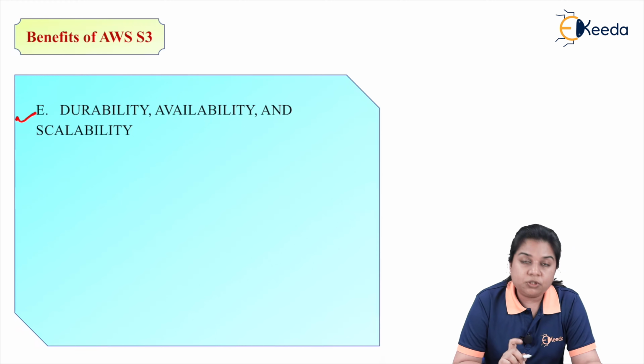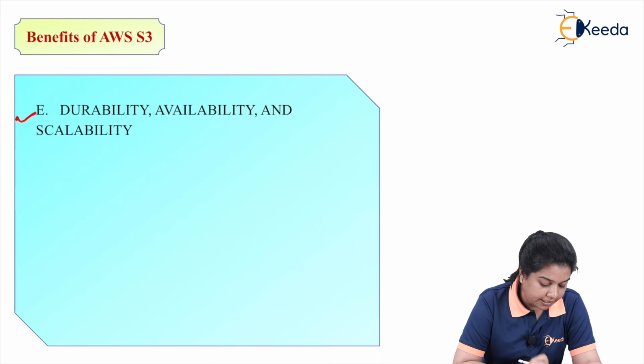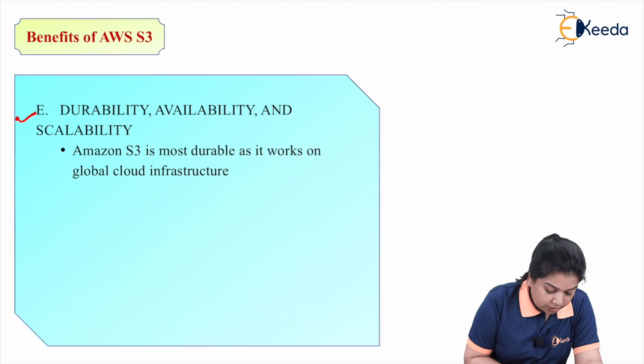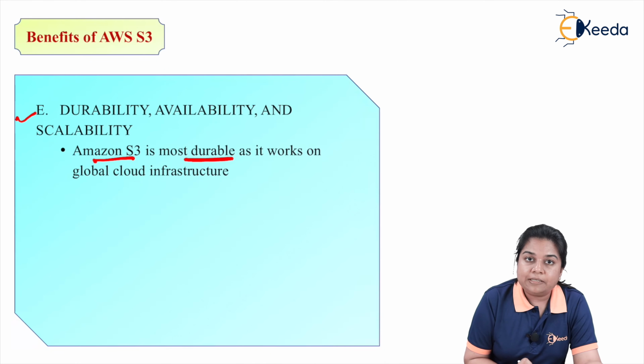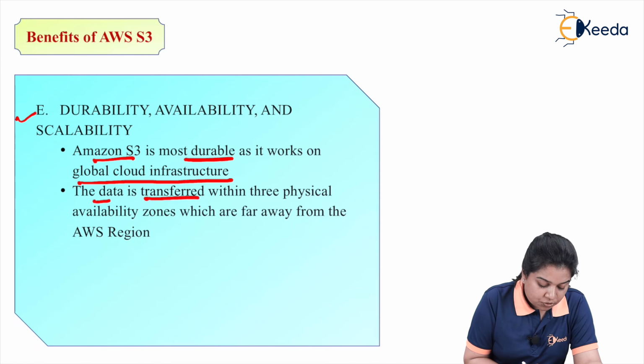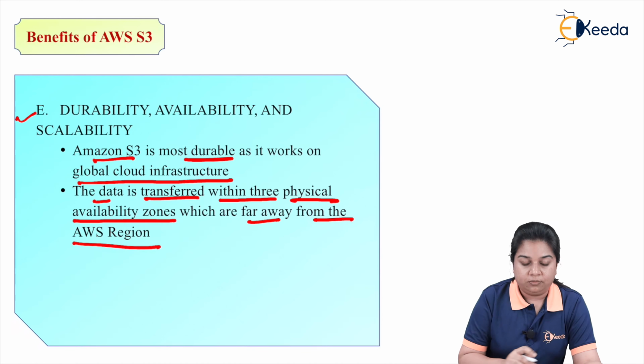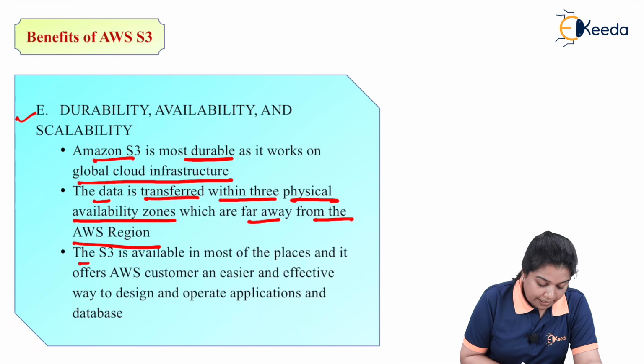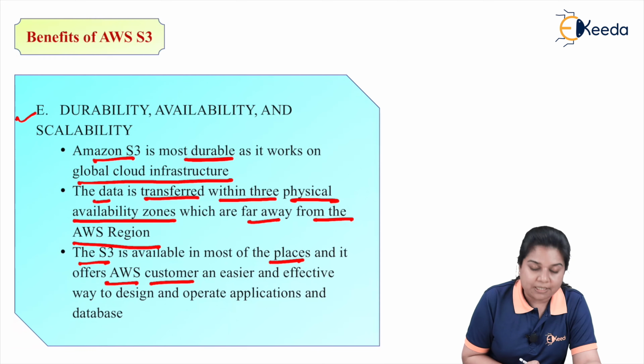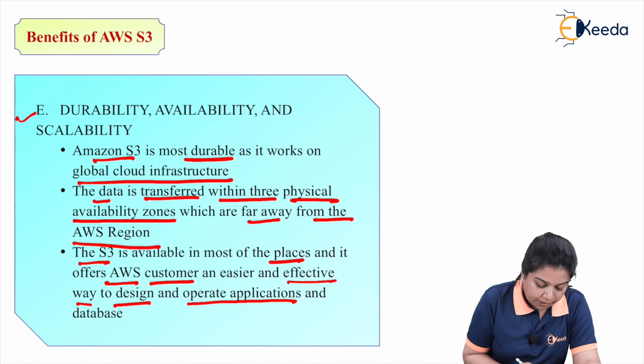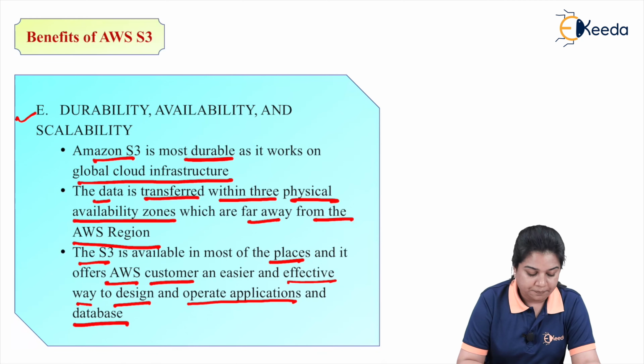Then another benefit is durability, availability and scalability. Amazon S3 is most durable as it works on global cloud infrastructure. The data is transferred within 3 physical availability zones which are far away from the AWS region. S3 is available in most of the places and it offers AWS customers an easier and effective way to design and operate applications and databases.